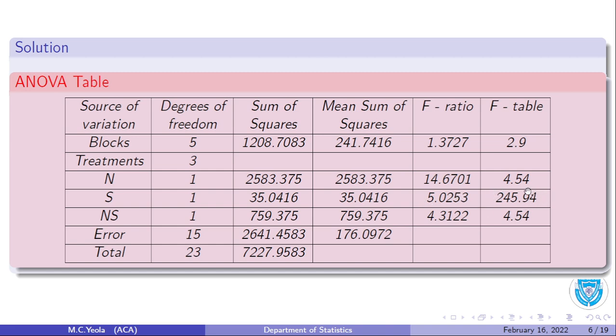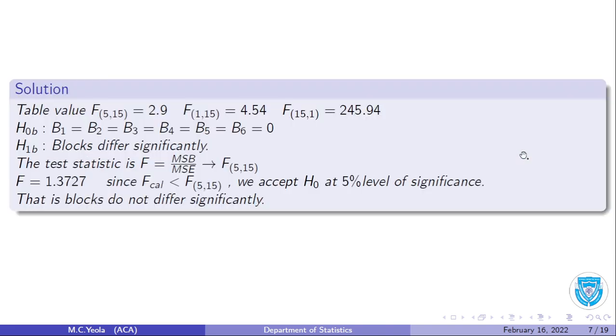Because of that the degrees of freedom changed here, and we have this value related to 15 and 1. This is F 1,15, and this is F 15,1, and this is F 5,15. This value is F at 5,15 and 0.05 level of significance. The same values I have written here. F 5,15 is this, F 4,15 is this, and F 15,1 is this value, and the same values we have substituted in the table.